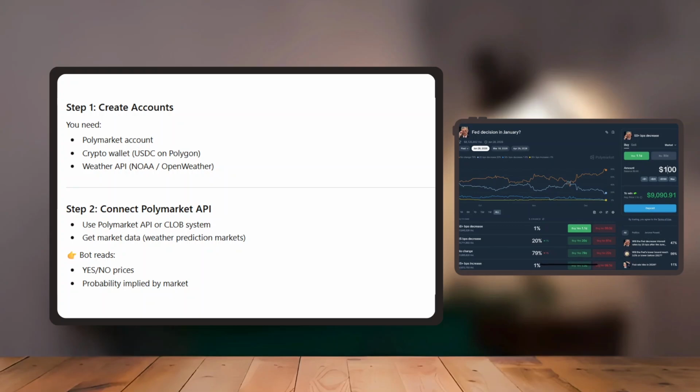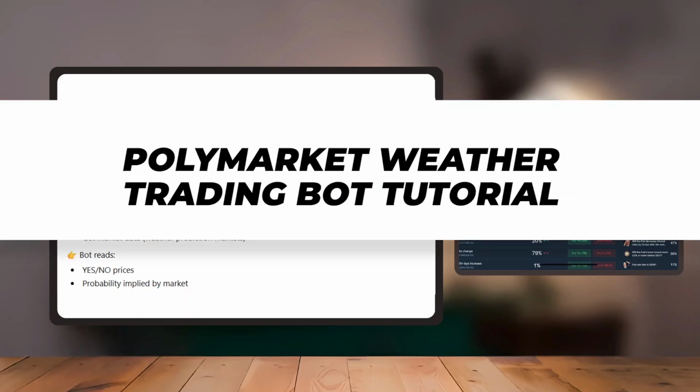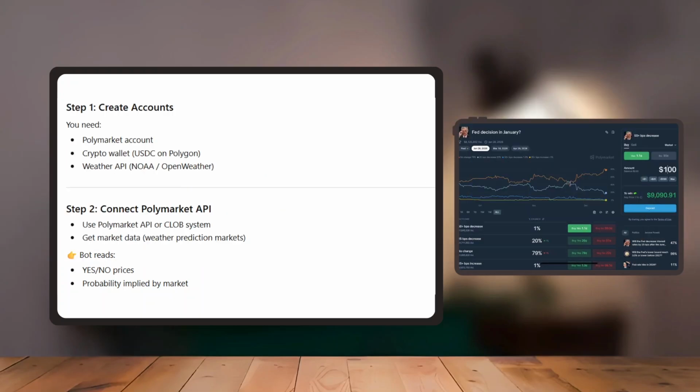First, create your accounts. You need a Polymarket account, a crypto wallet with USDC on Polygon, and access to a weather API such as NOAA or OpenWeather. Next, connect the Polymarket API. Use the Polymarket API or cloud system to get market data from weather prediction markets. The bot reads yes or no prices and calculates the probability implied by the market.